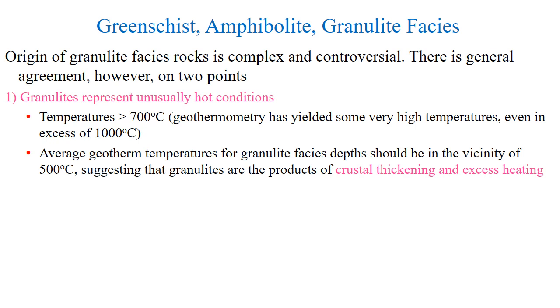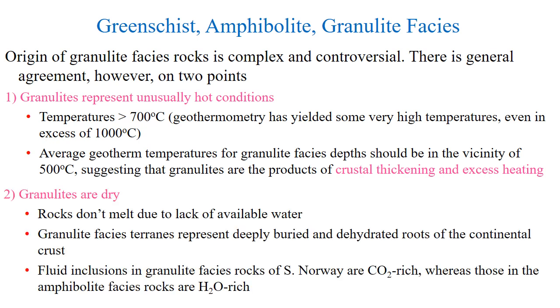The origin of granulite facies rocks is complex and controversial, but there is general agreement on two points. First, granulites represent unusually hot conditions. Temperatures have to be above 700 degrees Celsius, and geothermometry has yielded some very high temperatures, even in excess of 1,000 degrees Celsius. Average geotherm temperatures for granulite facies depths should be in the vicinity of 500 degrees centigrade, suggesting that granulites are the products of crustal thickening and excess heating. Second, granulites are dry. Rocks don't melt due to the lack of availability of water. Granulite facies terrains represent deeply buried and dehydrated roots of continental crust.